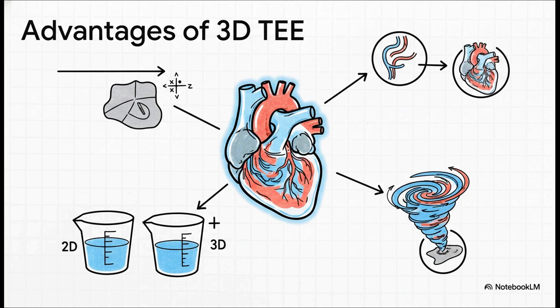3D TEE gives us far better quantification of leaky valves. In fact, studies show that 3D measurements of mitral regurgitation match up much better with angiography than 2D methods do. It lets us directly measure the area of the vena contracta, not just its width, which leads to more accurate regurgitant volumes. And as we saw with that aortic stenosis image, it just gives us this amazing intuitive grasp of the valve's anatomy and the shape of any leaky jets.